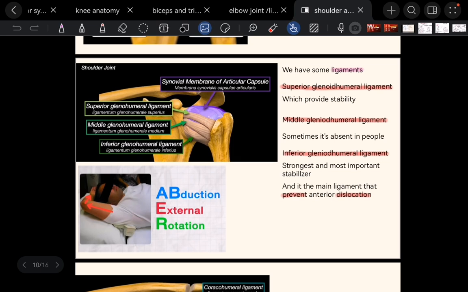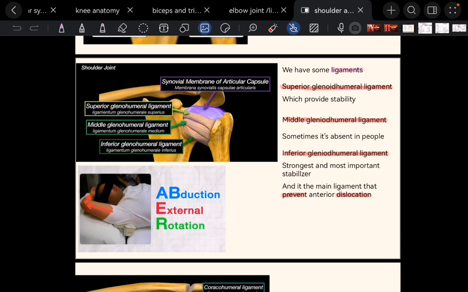Now, we have three ligaments at the anterior part of the shoulder. First is the superior glenohumeral ligament, the middle glenohumeral ligament, and the inferior glenohumeral ligament. The superior glenohumeral ligament provides stability for the shoulder. The middle glenohumeral ligament is sometimes absent in some people, meaning that it doesn't exist in some people. I'm not saying that it exists in all people, but in some. And next is the inferior glenohumeral ligament.